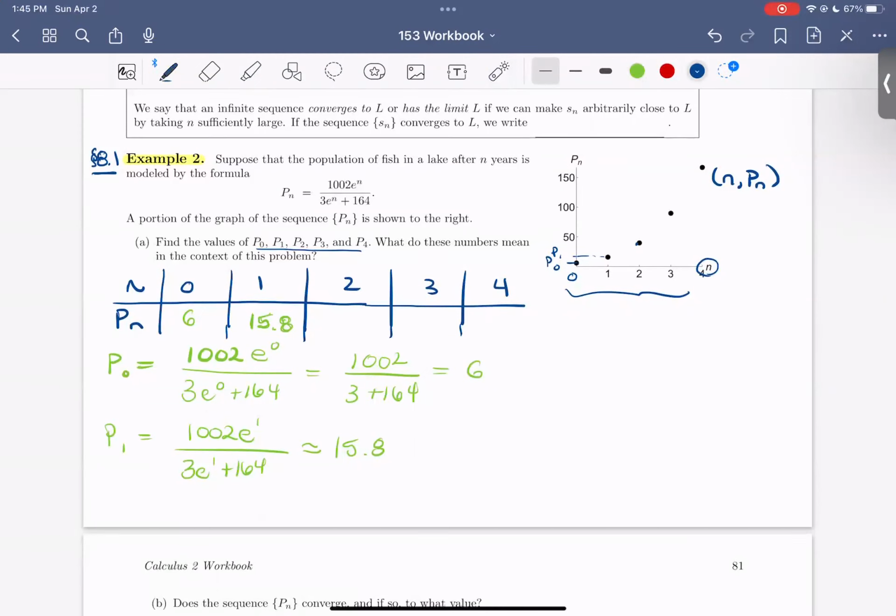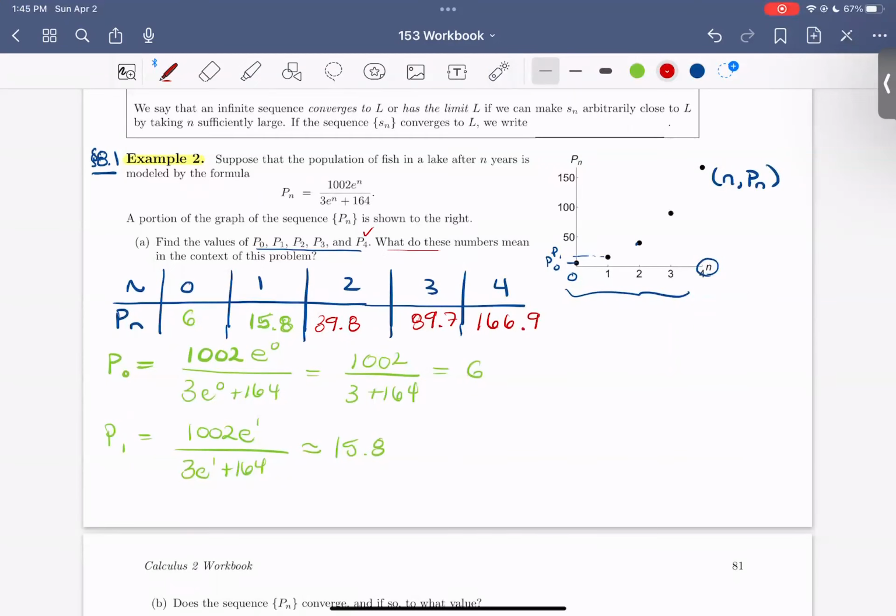Now I want you to pause the video and finish filling in this table on your own. When you're ready, you can compare your answers to what I computed. For n equals 2, we should be getting 39.8. For n equals 3, we should be getting 89.7. For n equals 4, we should be getting 166.9.